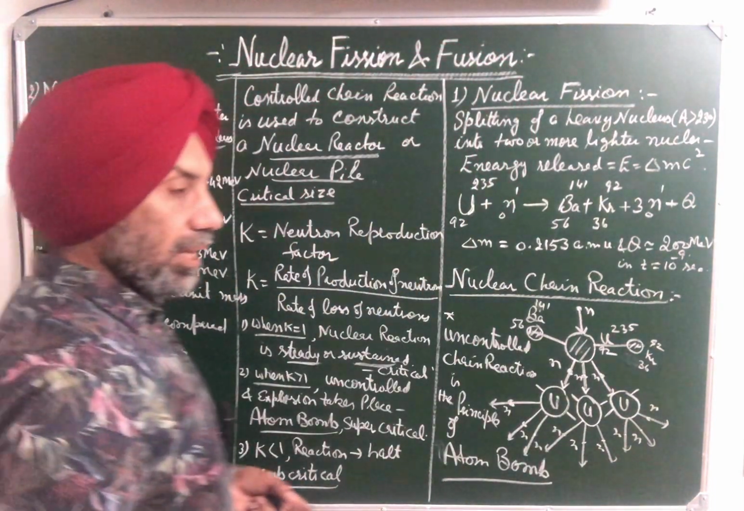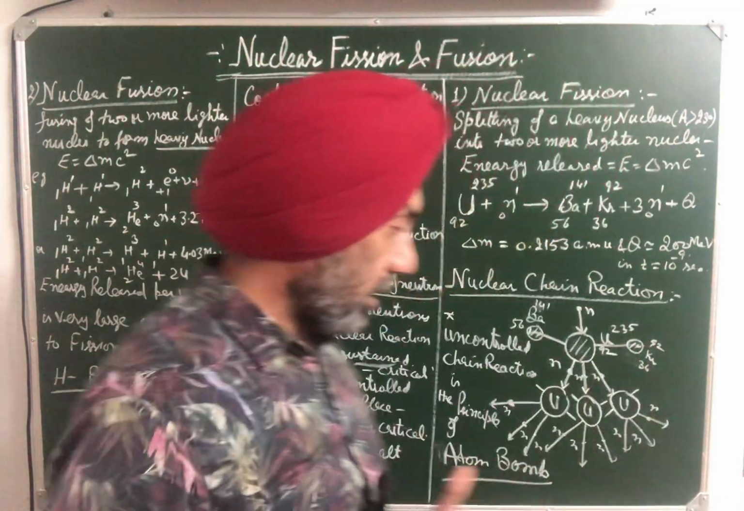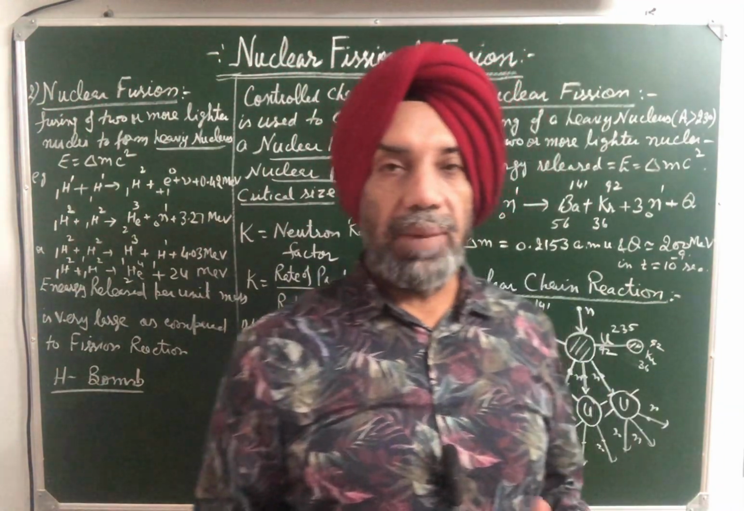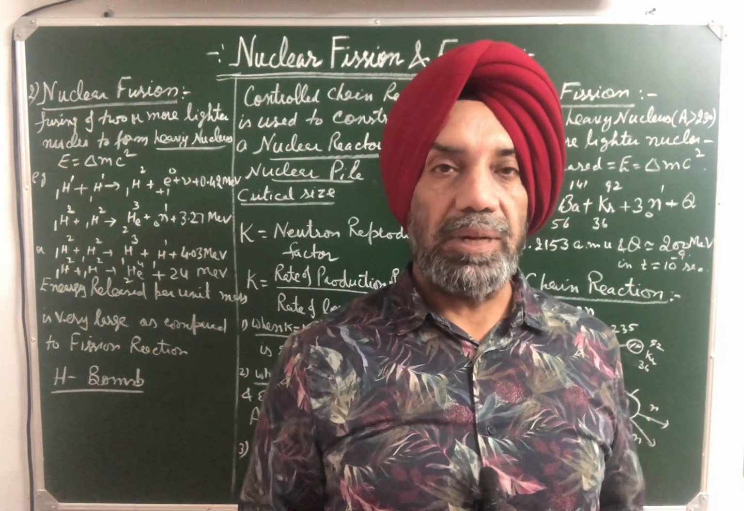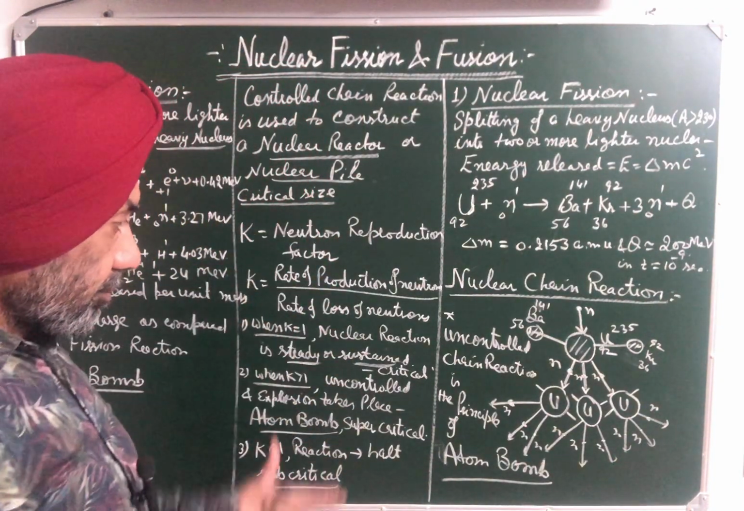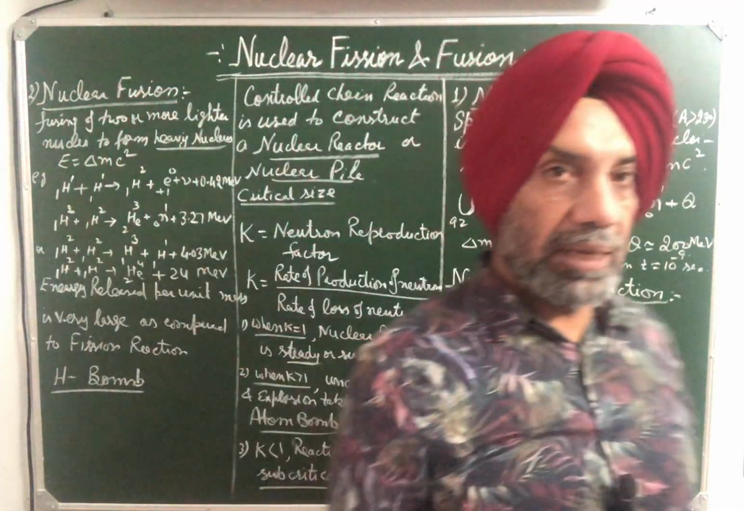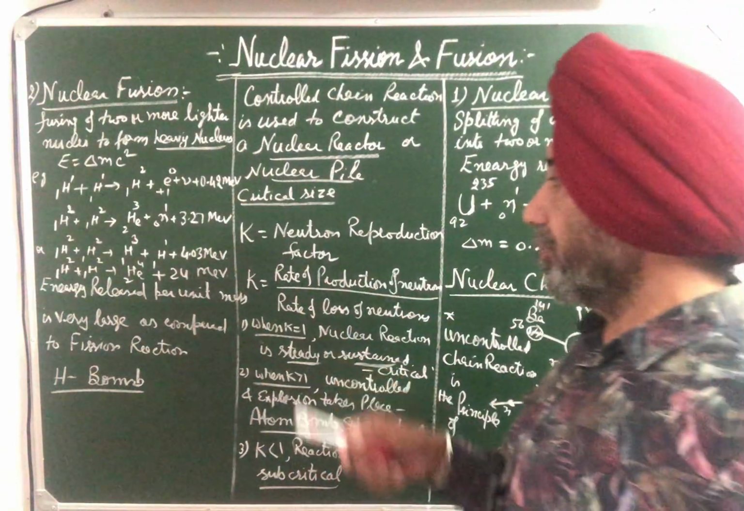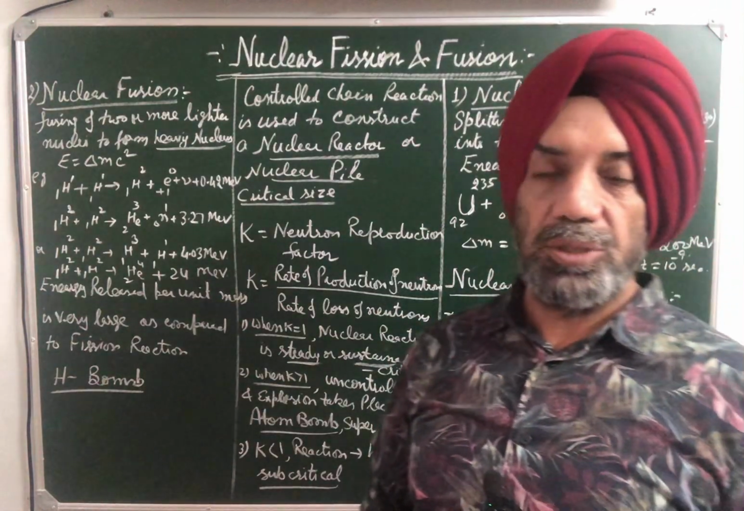If K is less than 1, the reaction goes to a halt after some time, and the state is subcritical, the mass is called subcritical mass, and the size is called subcritical size. So this is how we control the nuclear chain reaction. The nuclear chain reaction is controlled from the knowledge of the neutron reproduction factor. So this uncontrolled nuclear chain reaction is the principle of the atom bomb.